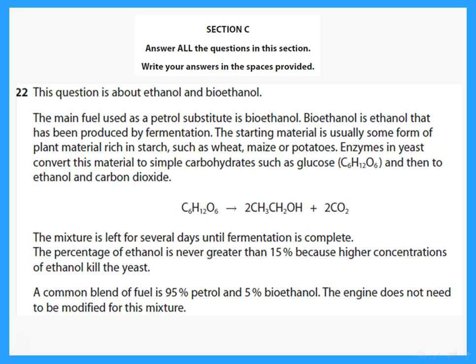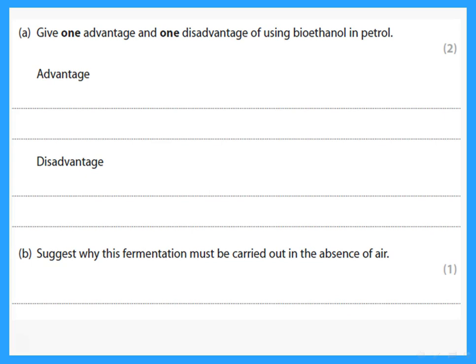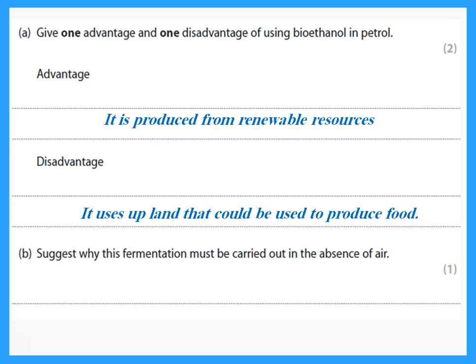A common blend of fuel is 95% petrol and 5% bioethanol. The engine does not need to be modified for this mixture. So, based on that, he's saying give one advantage and one disadvantage of using bioethanol in petrol. So remember that the advantage is that it is produced from renewable resources, but the disadvantage is I'm using up the land to produce the crops for the bioethanol instead of using it to produce food.